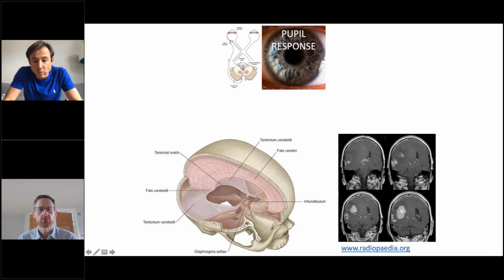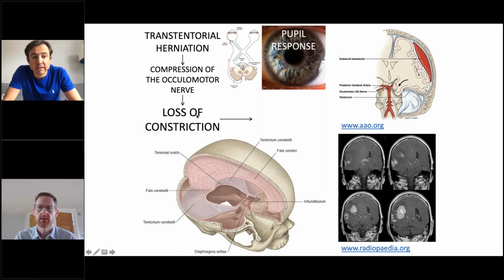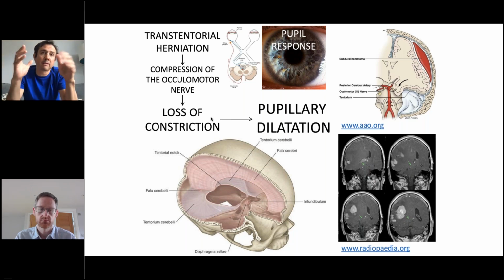So when you get a mass lesion within the hemisphere, it herniates the uncus of the temporal lobe, which sits around the tentorial edge, and forces that uncus down, and it pushes down onto the oculomotor nerve. So you get transtentorial herniation that causes a compression of the oculomotor nerve, what happens is you lose that constriction, you lose your sphincter pupillae, and so you get unopposed action of dilator pupillae.